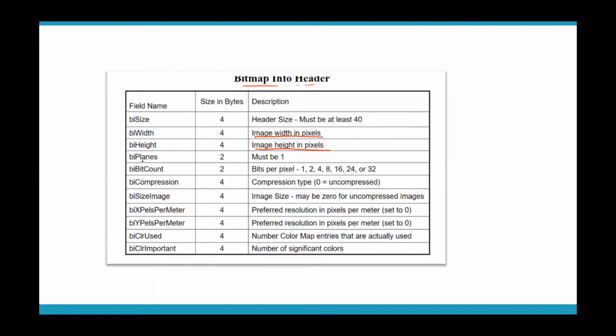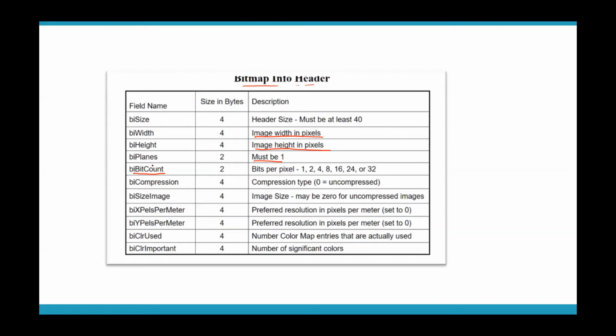Then you have how many planes the image has. That is normally 1. Then you have the bit count. That means how many bits are used to represent 1 pixel. So that could vary. It could be 1 bit, 2 bit, 4 bit, 8 bit, depending upon the bit depth of your image. That information will be stored here. What is the bit depth of your image? How many bits are taken up to represent 1 pixel? Okay, that is what is called bit count.